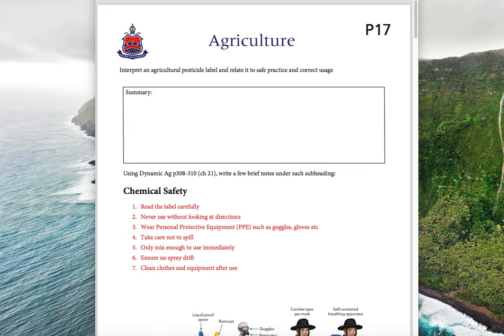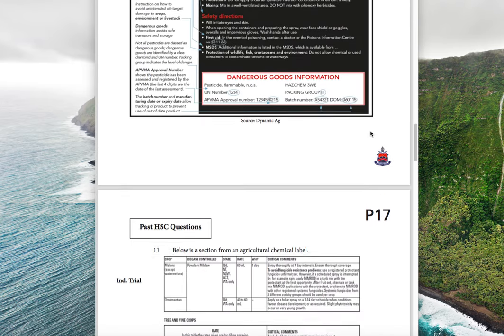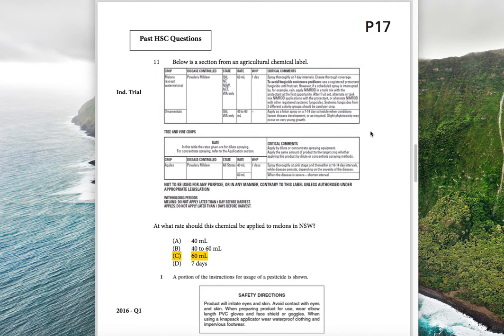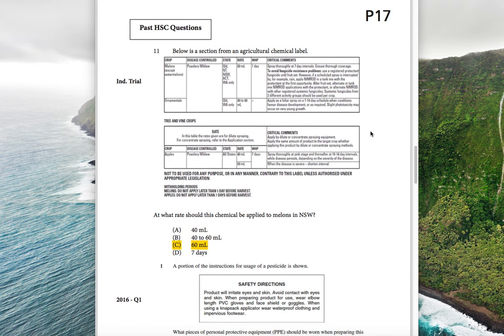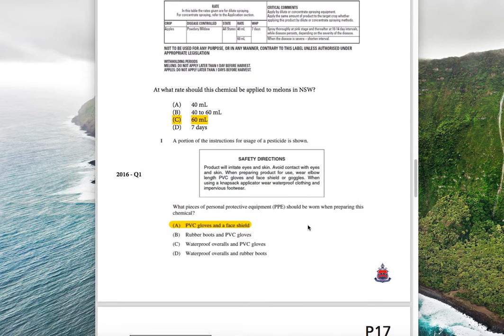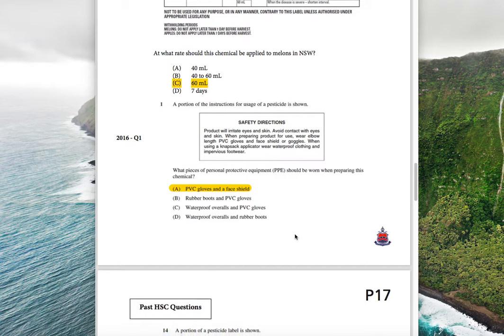Hi everyone, welcome to dot point P17, and today we're looking at interpreting an agricultural pesticide label and relating it to safe practice and correct usage. So normally when this is asked in the HSC, you're given a label from a chemical, and it might be a pesticide or herbicide or insecticide, and you're asked to work out how much needs to be applied in certain situations, or how to apply the safety directions.